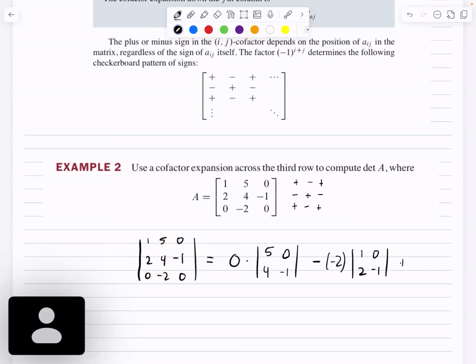And then finally plus 0, and then times. I don't really have to write this, but just so we practice, it'll be 1, 2, 5, 4. But once you have a 0 there, we really don't have to even worry about that, because that whole thing is going to go to 0.